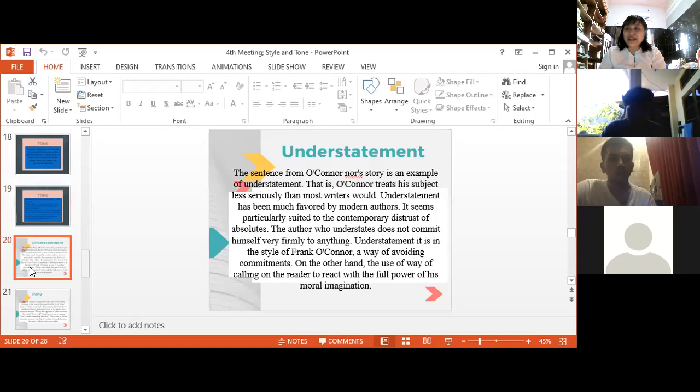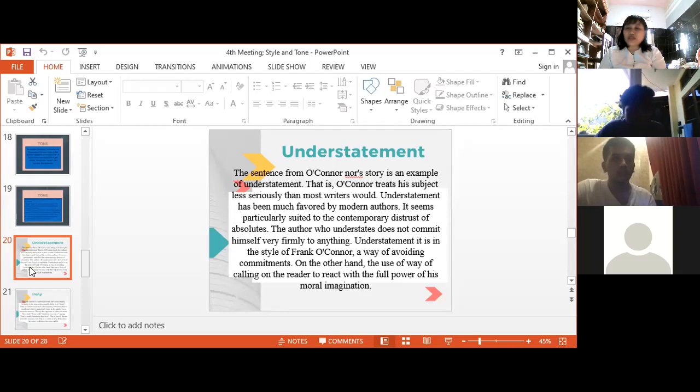Understatement. Nah, ini yang saya bilang tadi, understatement itu ya merendah-rendahkan, kan begitu. Bahasa Indonesianya majas apa namanya, Dek? Kalau understatement itu, majas yang merendah-rendahkan itu apa, Dek? Hiperbol, ironi, apalagi satu, Dek? Yang merendahkan itu? In English, we call it understatement. Yeah. The sentence from O'Connor's story is an example of understatement.